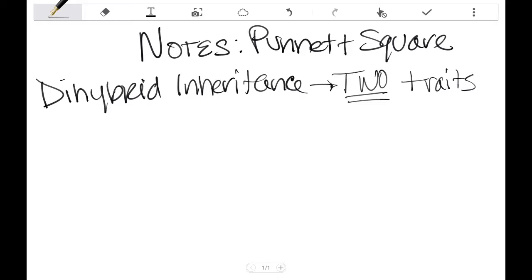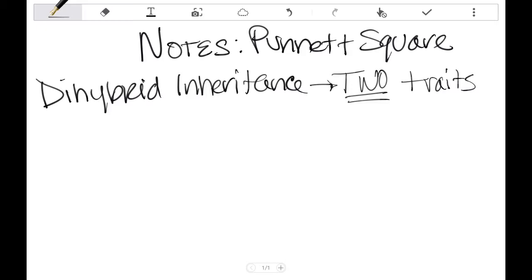A dihybrid cross can be performed, and rather than a 2x2 box with a total of 4 squares, there'll be a 4x4 box with a total of 16 squares, or possible genetic combinations or outcomes. All right, so let's get started.